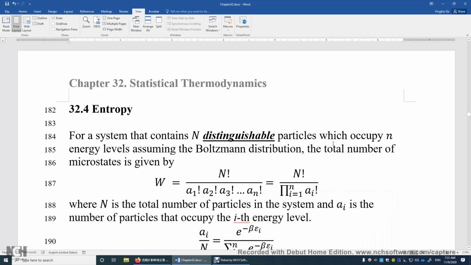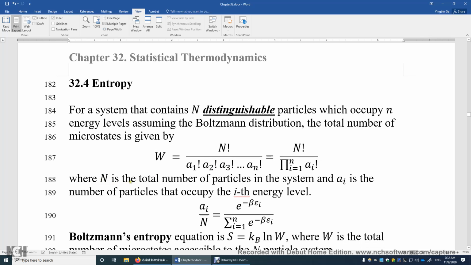Section 32.4, Entropy. For a system that contains uppercase N distinguishable particles which occupy lowercase n energy levels, assuming the Boltzmann distribution, the total number of microstates is given by this equation. W, the number of microstates, is equal to uppercase N factorial over A1 factorial, A2 factorial, A3 factorial, etc.